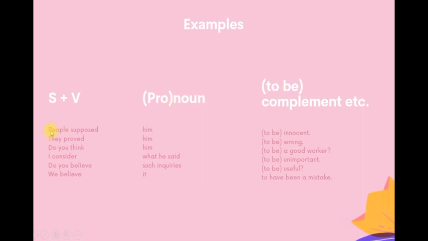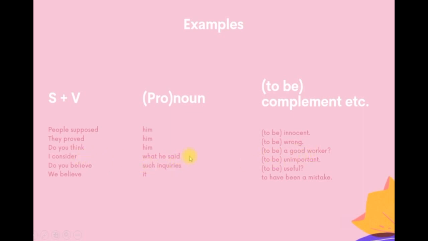Examples. People suppose him to be innocent, or people suppose him innocent. So you can omit to be and then you make a sentence like people suppose him innocent. The same thing as number 2, they proved him wrong or they proved him to be wrong. Do you think him a good worker? Or do you think him to be a good worker? That's the same thing.